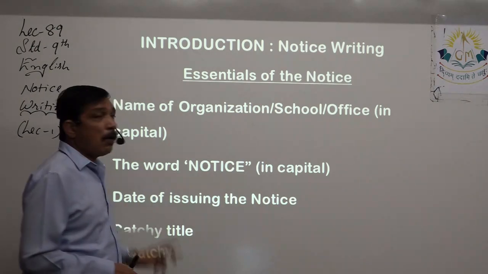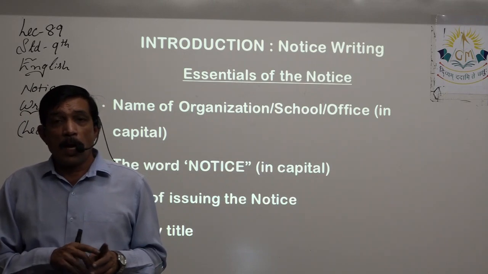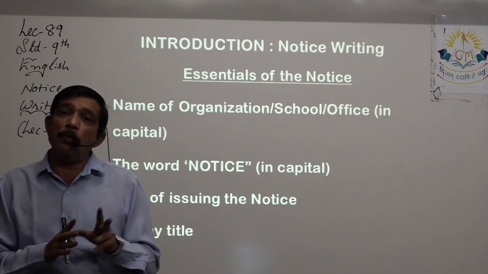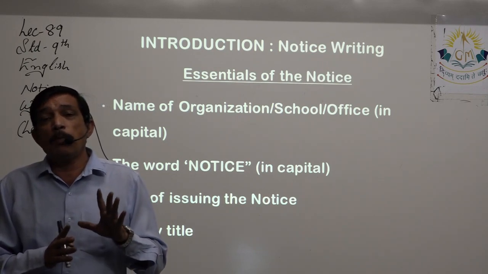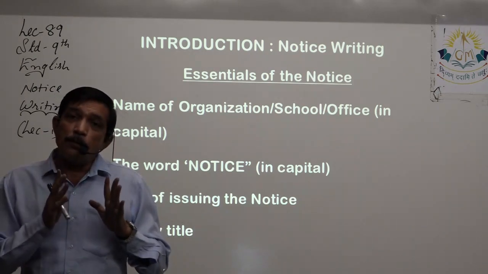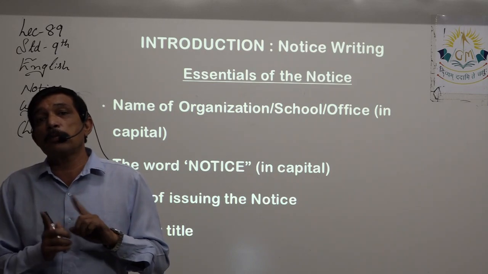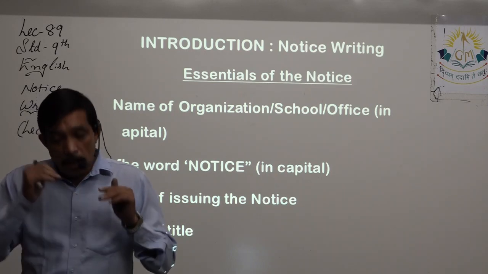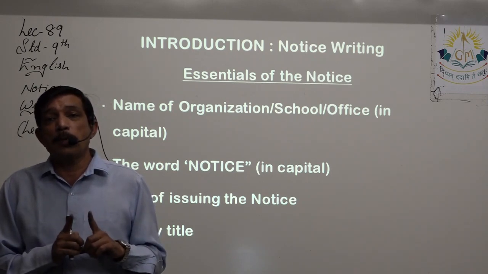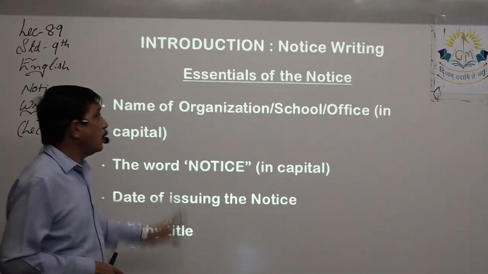Then date of issuing the notice should always be displayed. Otherwise what happened, notice is being displayed for since last 2 years, and nobody knows whether this is pasted yesterday or 2 years back, right? So date of issuing the notice, not the date of display, date on which it is issued, signed by the authority, that should be properly displayed. We'll come to it. Everything starts on the right margin, right?